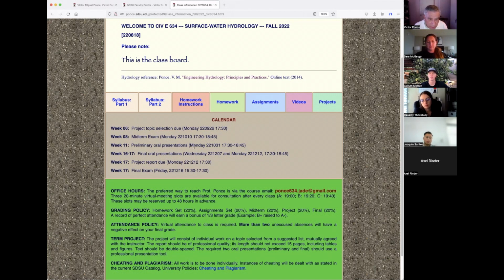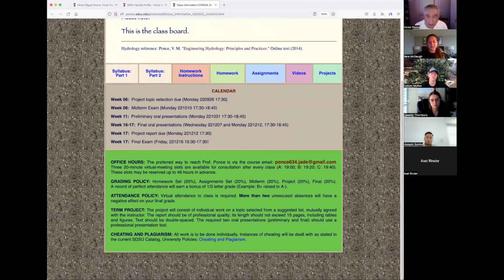So we have the midterm, the preliminary oral, the final oral presentations, and the project report due on Monday at 17:30, Monday the 12th of December. The final exam has already been scheduled. Once we do that, usually I take a couple of days to issue all the grades, sometimes even longer, because I have to read and grade the reports. So maybe the 16th, 17th, 18th, 19th, about that time, within the latitude that the school gives us.